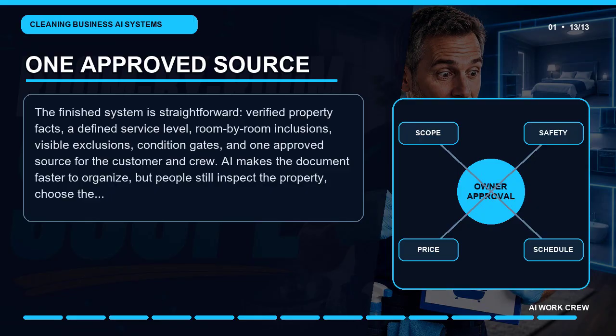The finished system is straightforward. Verified property facts, a defined service level, room-by-room inclusions, visible exclusions, condition gates, and one approved source for the customer and crew. AI makes the document faster to organize, but people still inspect the property, choose the method, set the price, and accept responsibility for the promise.